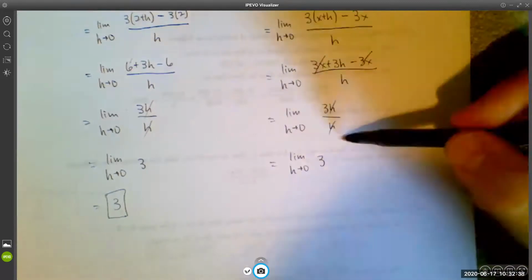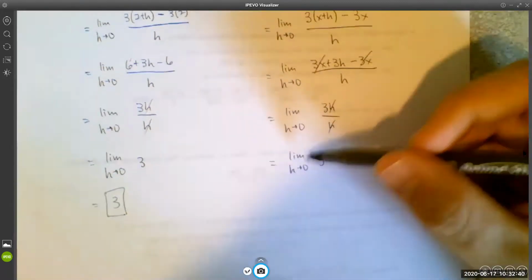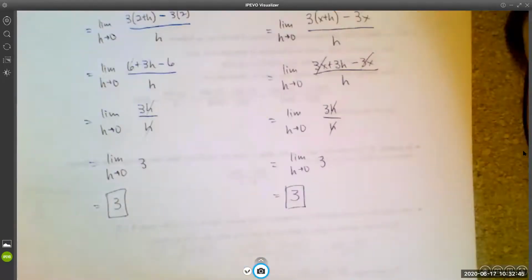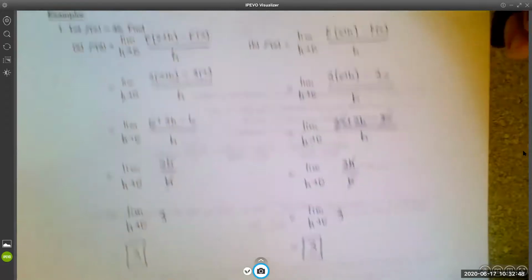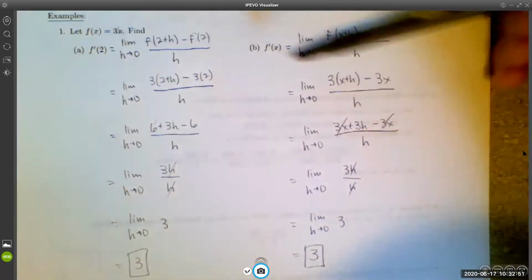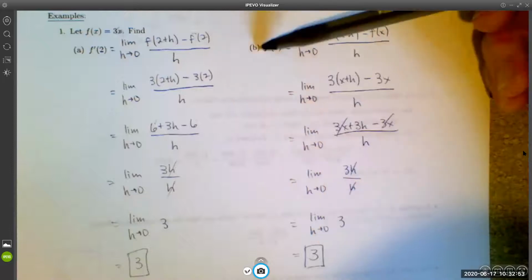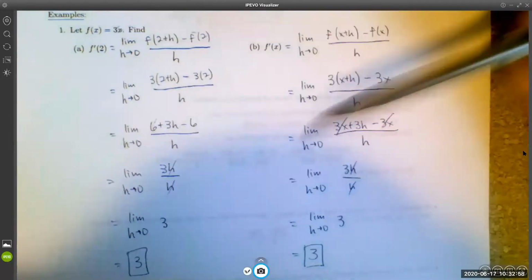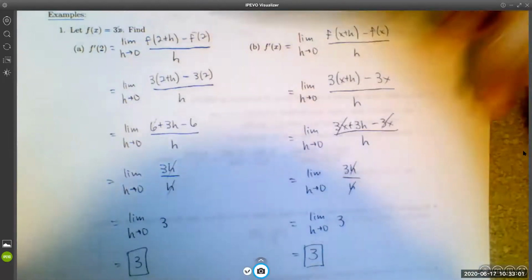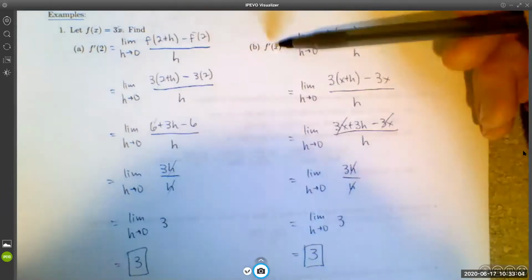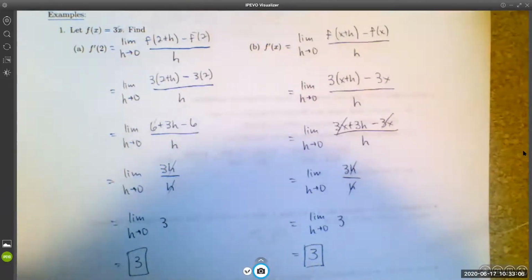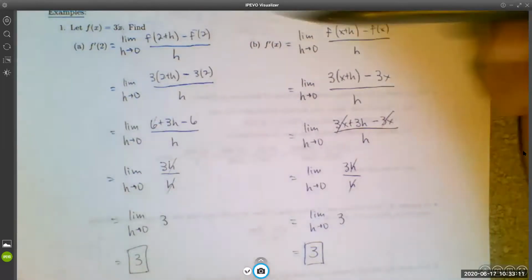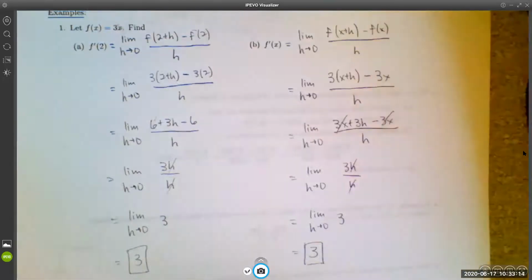So with no h's left over in the expression, we just say, well, limit as h approaches 0 of 3 is just going to be 3. Okay. So in this particular case, with this particular function, f prime of x is always going to be 3, regardless of the value of x, right? So f prime of 2 is 3, f prime of -1 would be 3, f prime of 0 would be 3, right? Any value you'd like to plug in here, f prime of that value is going to be 3. Okay. That doesn't always happen with derivatives. It just so happens to happen here.